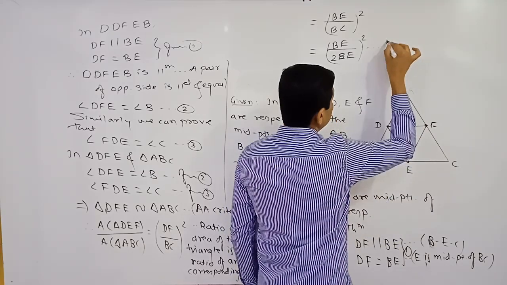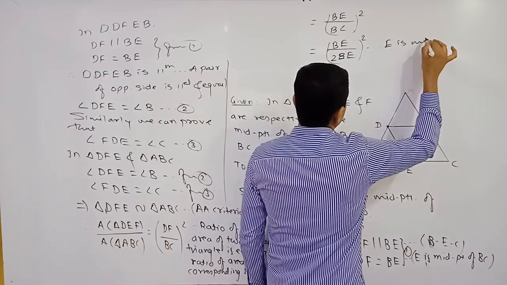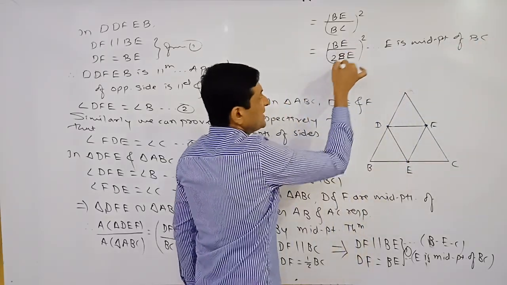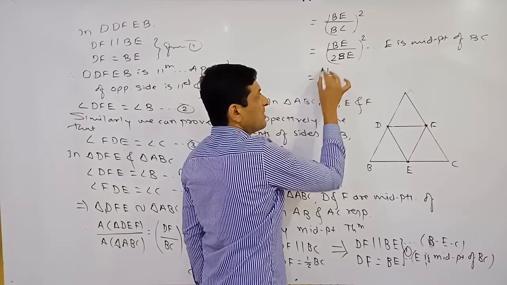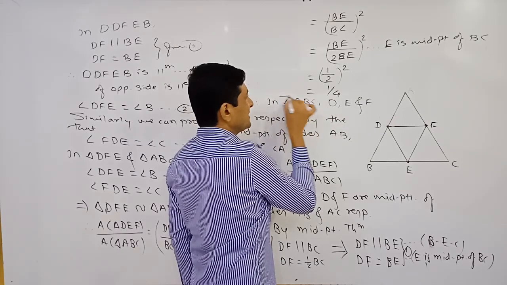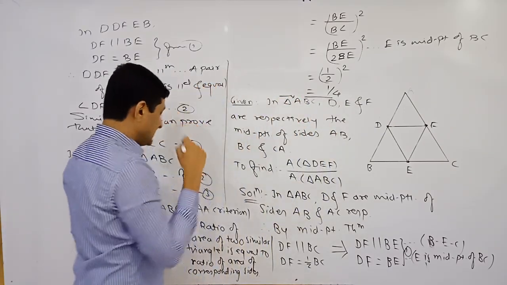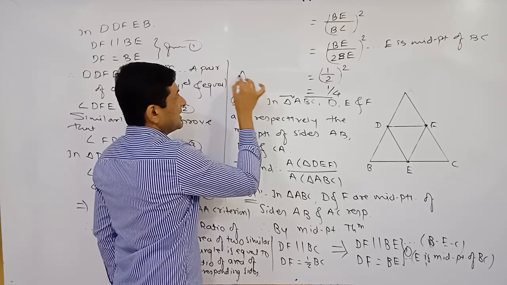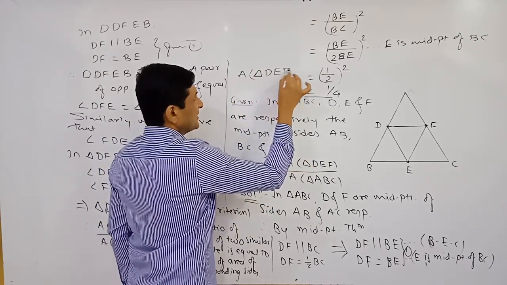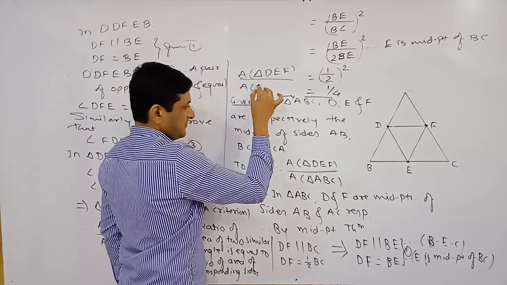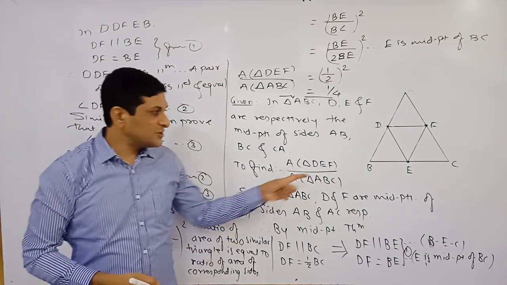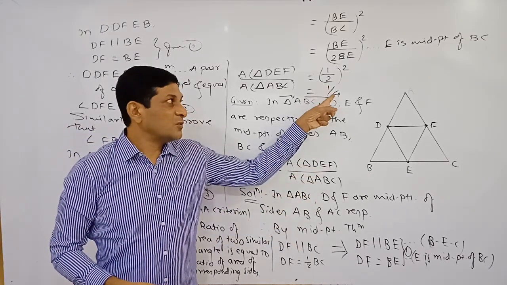Here give the reason that E is the midpoint of BC. Now here BE and BE will get cancelled. What is the remaining part? 1 by 2 whole bracket square, which is equal to 1 upon 4. And that is the result which we have to prove. On this side, keep the area of triangle DEF upon area of triangle ABC as it is. So in this way, we have got the ratio of area of these two triangles equal to 1 by 4.